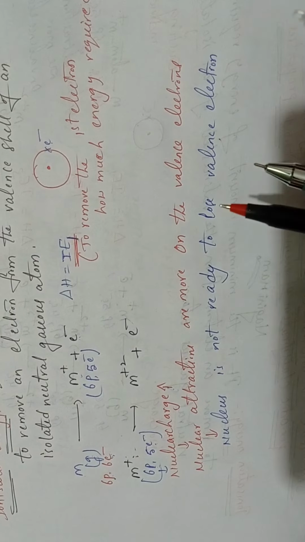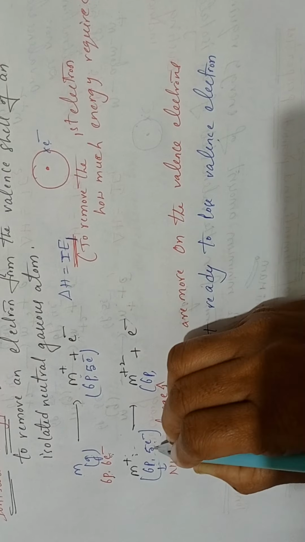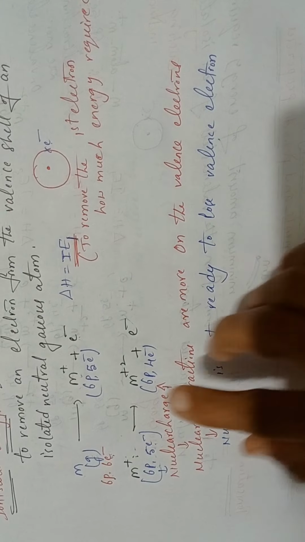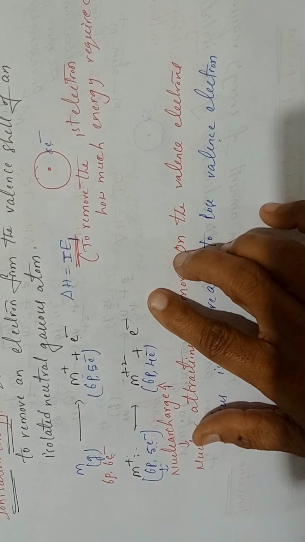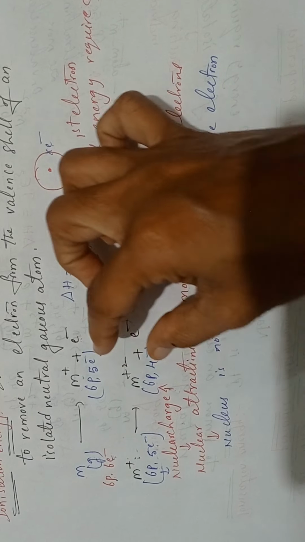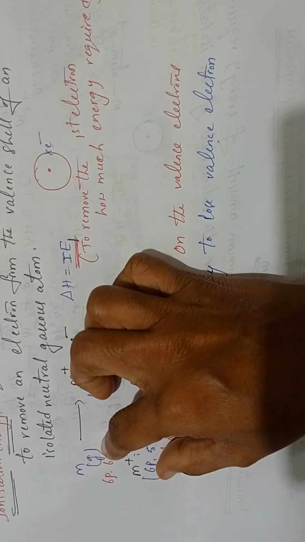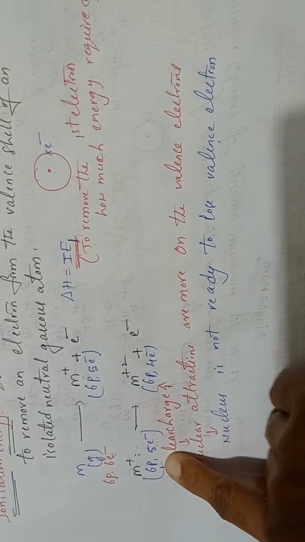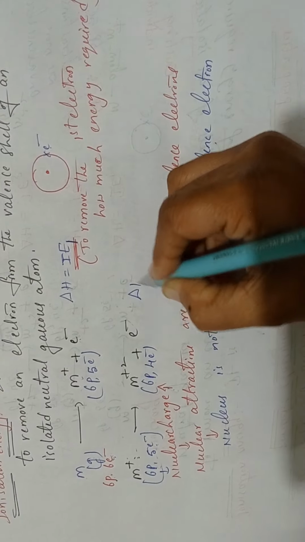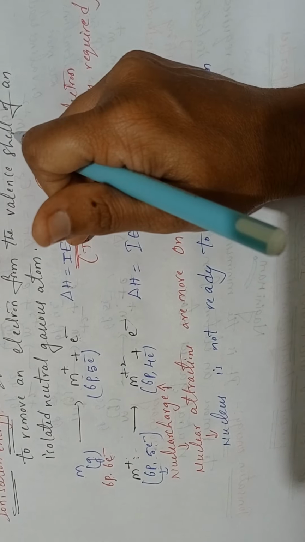So how many protons will be there, students? Here 6 protons, 5 electrons. Now one electron is lost, so that's why here 4 electrons are present. M plus became M plus 2 by loss of one electron. To remove this electron from the M plus ion, more energy is required because the protons number is more. So that's why the second ionization energy, IE2 value, is more when compared to IE1.